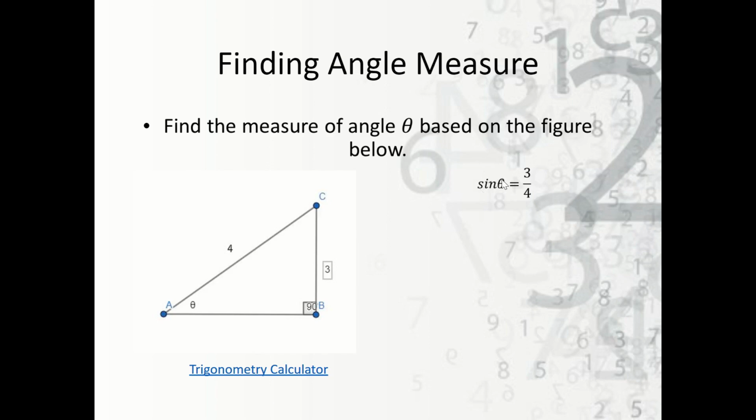Now, this isn't going to help us. We need to get theta by itself, so we're going to use the inverse sine. So this becomes inverse sine of 3/4 is equal to theta. So we will plug in inverse sine of 3/4 into our calculator, and when we do that, we get 48.59 degrees.